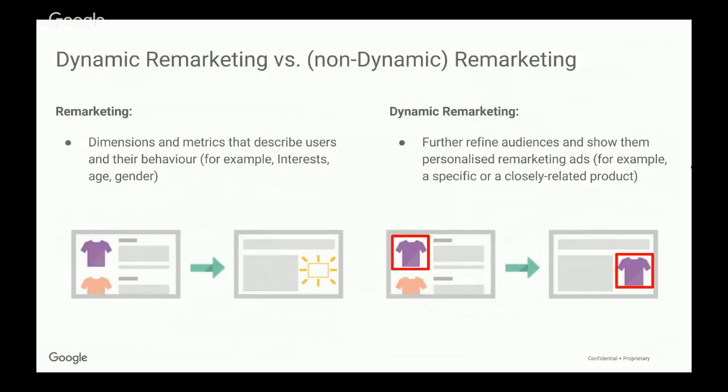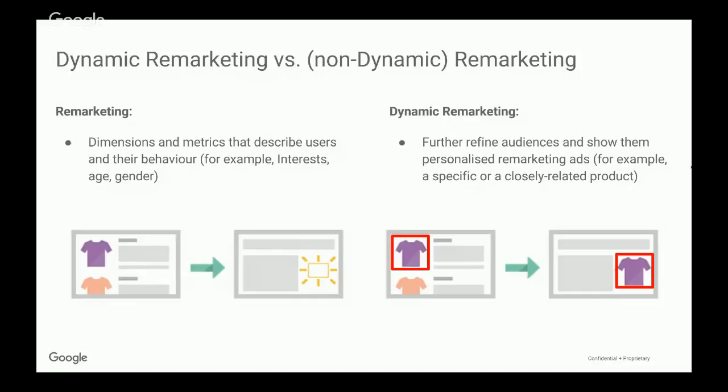The non-dynamic remarketing relies on an audience based on the dimensions and metrics that describe and measure user behavior on your site, and also includes user attributes like age, gender, and interests. But with dynamic remarketing, when you update your pages with the tag-specific attributes that collect additional information, you can further refine audiences based on those attributes.